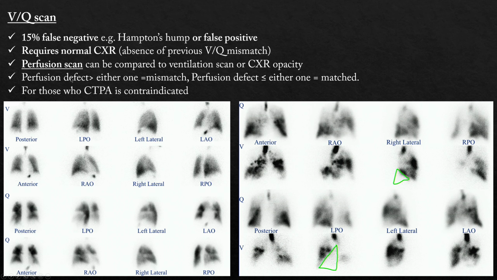We compare it, for example, to the ventilation scan or the chest X-ray opacity, and if it's larger than the other one, this is a mismatch. For example, the perfusion defect is larger than the ventilation defect. This is a mismatch. But if the perfusion defect is equal to or less than the opacity or the ventilation defect, this is a match and not valid to say anything about it.